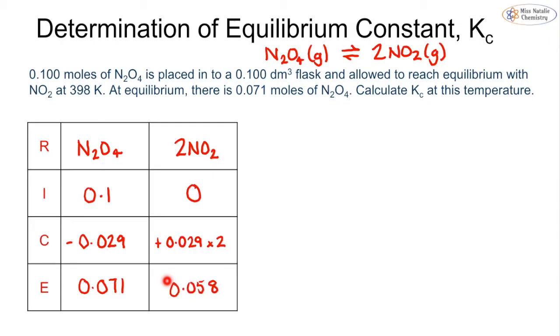So now I have my number of moles, I can work out my concentration of both of these substances. So my concentrations will be 0.071 divided by the volume of 0.1. And again, 0.058 divided by the 0.1.